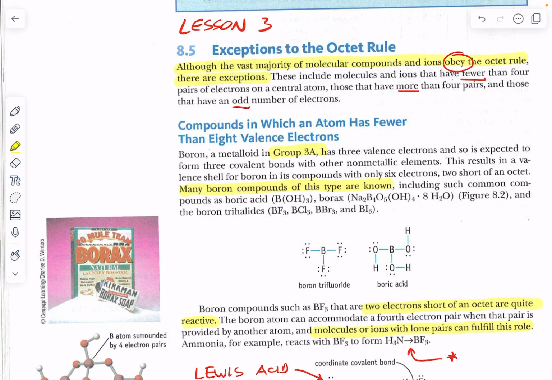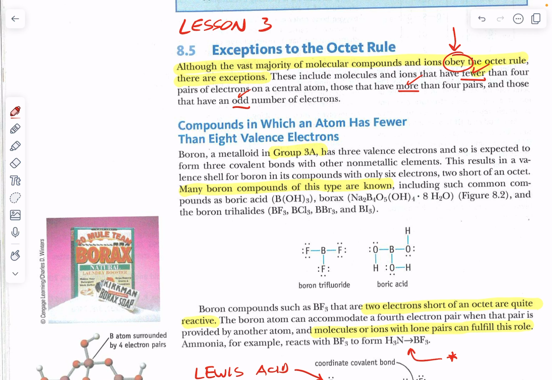In any case, when we think about exceptions to the octet rule, there are 3 of them. If we have fewer than 4 pairs of electrons, or 8 electrons, if we have more than 4 pairs, and if we have an odd number of electrons, so you can't have all of your electrons paired, but one electron will be a singlet all by its lonesome. Now, before we go any further, we ought to talk about language like this: obey.